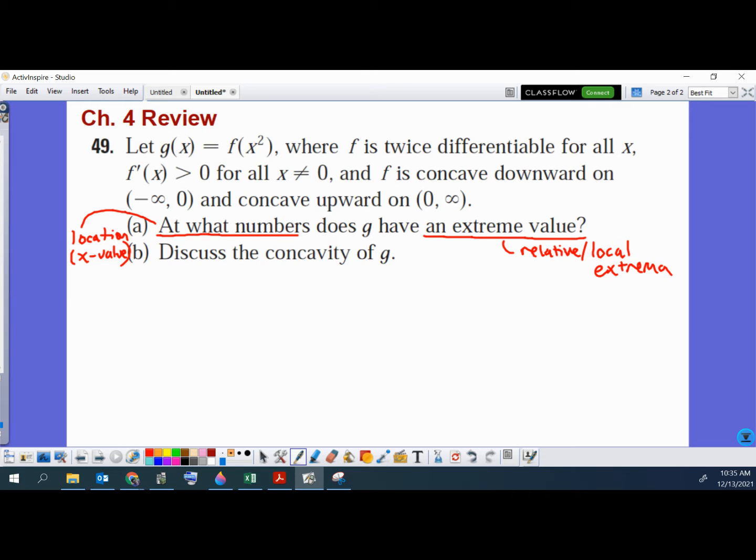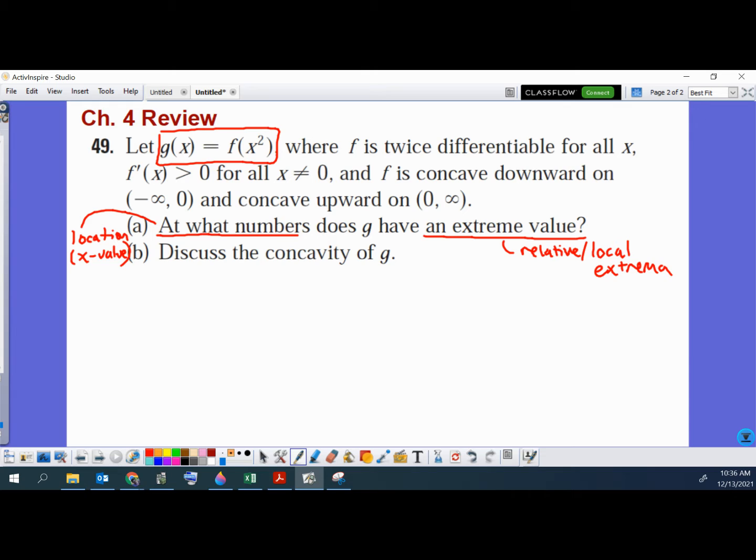Okay, and then B, discuss the concavity of G. So we'll be looking at a sign chart there on F double prime, which we can get from the information about F's concavity. Oh, I guess, you know what? It's interesting. They're telling us the concavity of F. Oh, of F. Yeah. We've got to look at G. So we'll have to do a sign chart on G double prime.